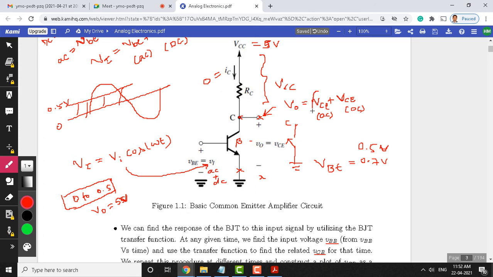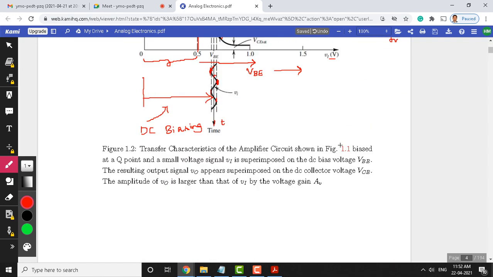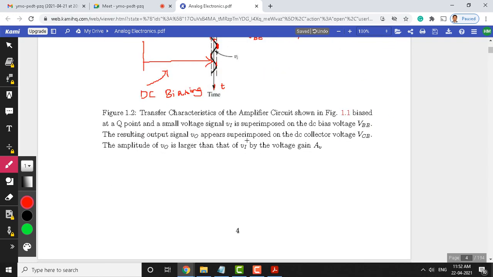Ultimately, we want the AC output signal. We can retain this, and this DC is not required for us. So the amplified signal will be a shifted version of the AC because of this DC. That is what is told here: V naught appears superimposed on the DC collector voltage VCE. The amplitude of V naught is larger than that of Vi by the voltage gain Av, because Av is the factor that gets multiplied with the input signal.